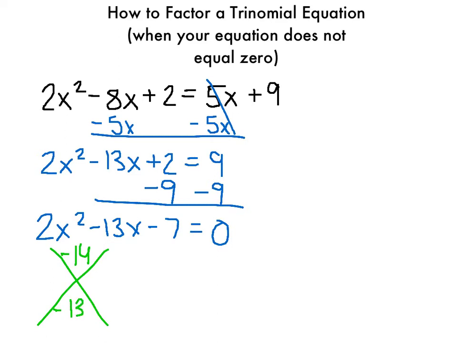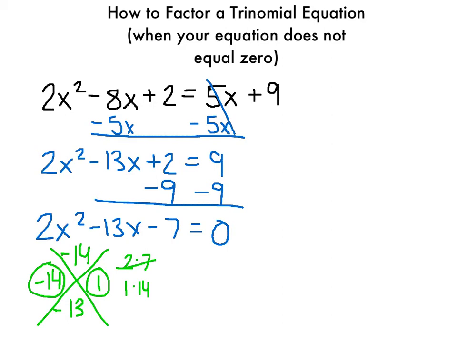So I've got to figure out what two numbers multiply to get negative 14 and add to get negative 13. I'm not quite sure, so I'm just going to list the factors of 14 that I know. I know that 2 times 7 is 14, but they don't add or subtract to get negative 13, so that's not going to work. How about 1 and 14? When all else fails, just go back to that. And I think that does work. If we make the 14 negative, they add up to negative 13, and it still multiplies to get me negative 14, so that works perfectly.